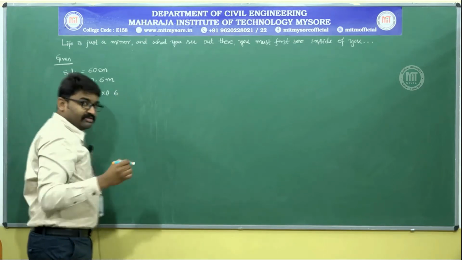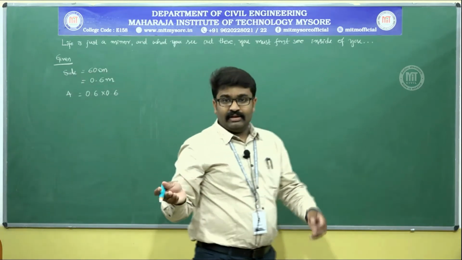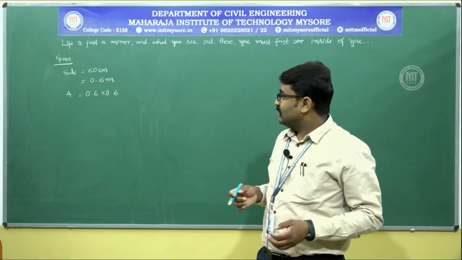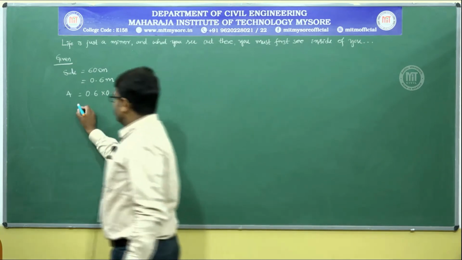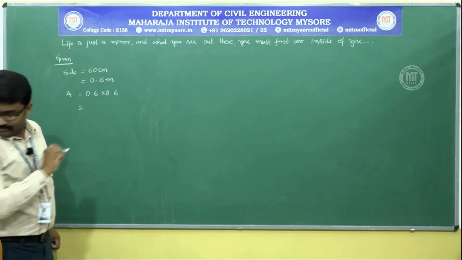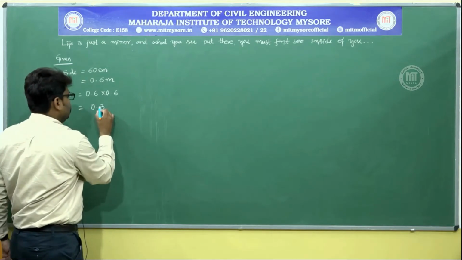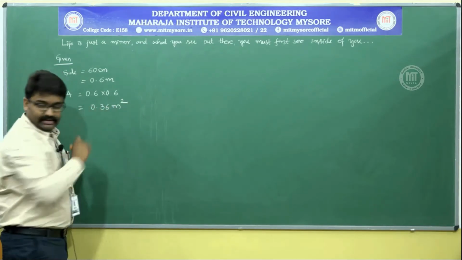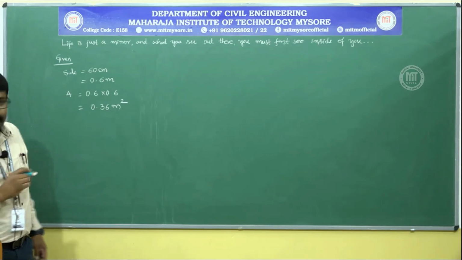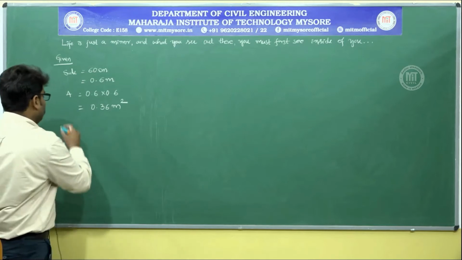0.6. I have Professor Manjunath and Professor Pradeep with me. They could please help me with the calculations. Area is 0.6 into 0.6, 0.36 meter square.